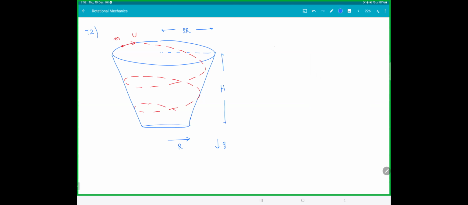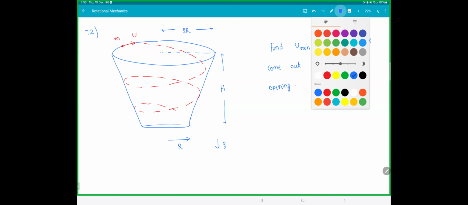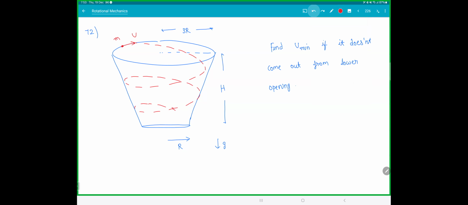So find u minimum if it doesn't come out from the bottom part. It is an open surface, so from the lower opening. So this will actually keep spiraling inside. It will come till this corner. And then when it comes here, it becomes something like tangential, and again it starts climbing up. This is actually stuck within this shape. It can't come out, it can't go in.